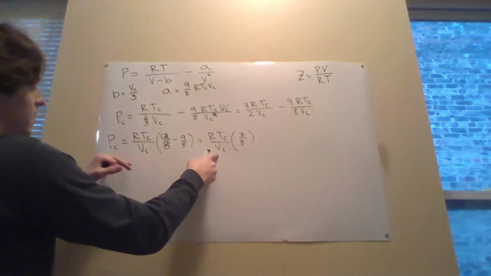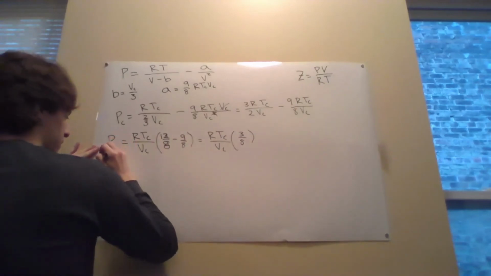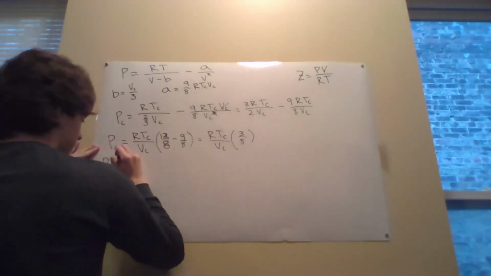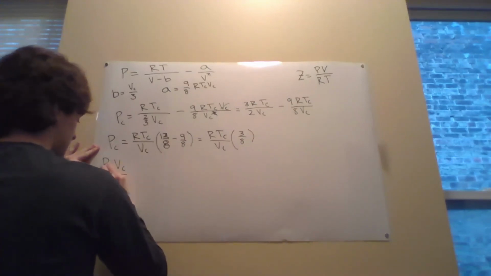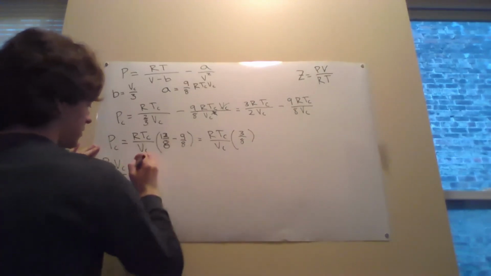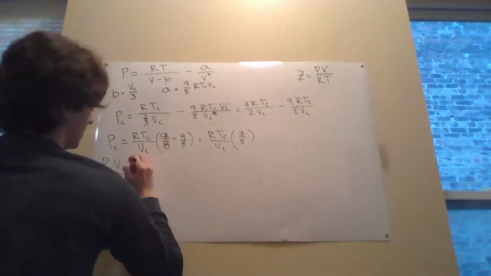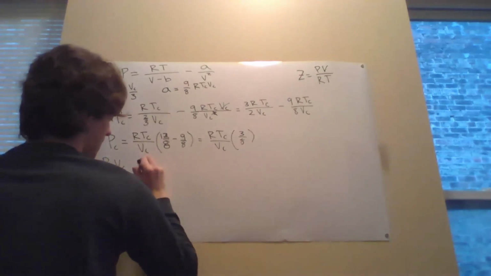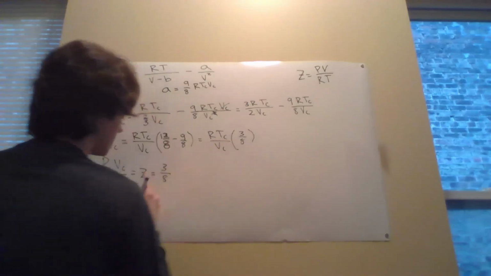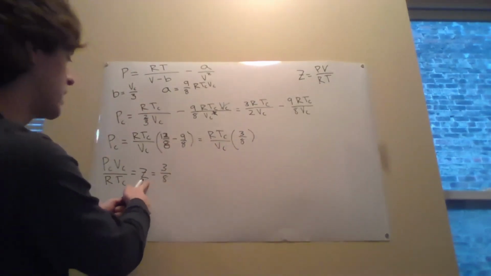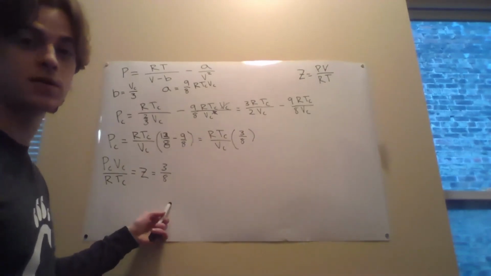Now we can divide the left side of our equation by the right side, so we'll have pressure times volume over R times critical temperature, which, if you see, is Z, so this equals Z, which equals 3/8. So this means that for any van der Waals substance, the critical compressibility factor is 3/8.